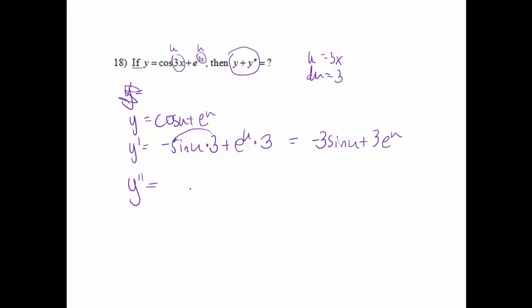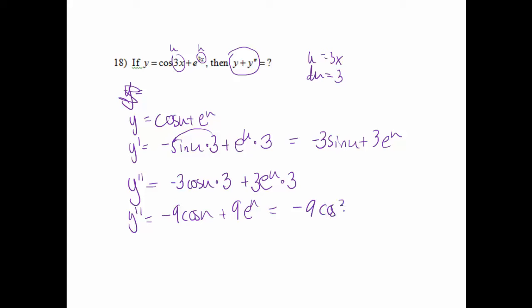We're going to do the same thing again. So to take the second derivative, the derivative of sine is cosine, so it'll be negative 3 cosine u times the du again, and then plus the derivative of 3e to the u is just 3e to the u times du, which again is 3. So y double prime will equal negative 9 cosine u plus 9 e to the u, which will equal negative 9 cosine of 3x plus 9 e to the 3x.